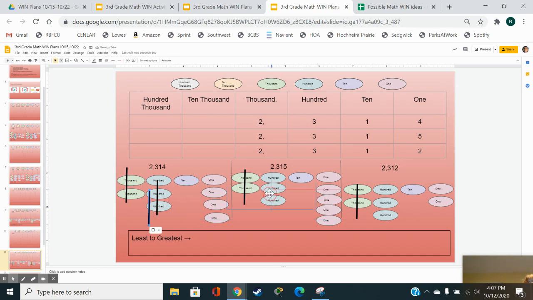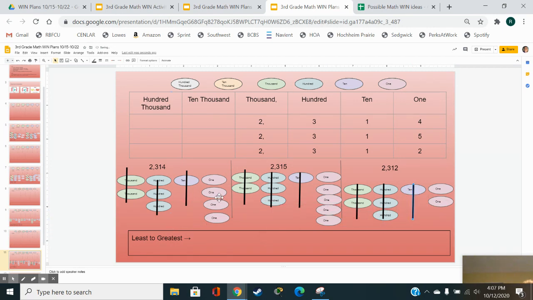So there go those 300s. Now I'm going to look at my tens place. I have 110, 110, 110. Again, they're all the same number, so that doesn't help me, so I'm going to cross them off.